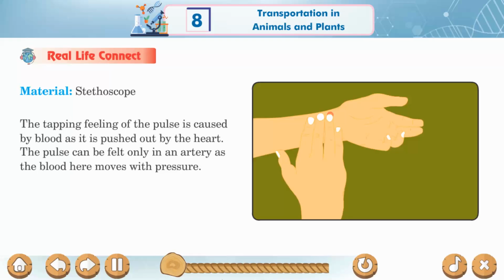Stethoscope. The tapping feeling of the pulse is caused by blood as it is pushed out by the heart. The pulse can be felt only in an artery as the blood here moves with pressure.